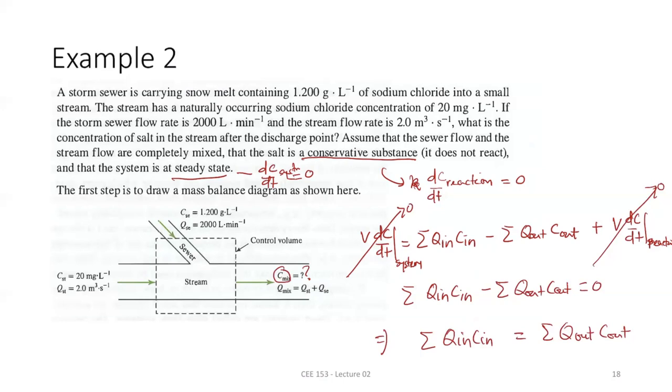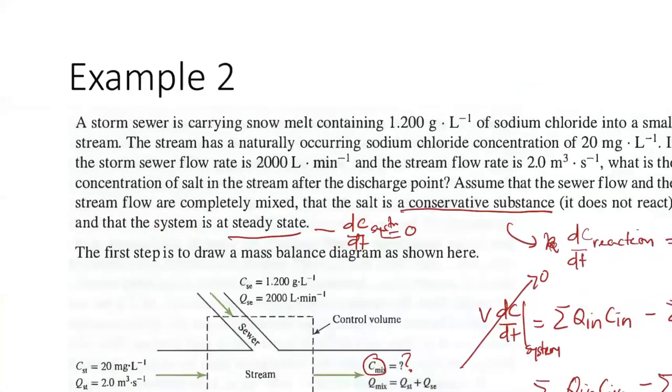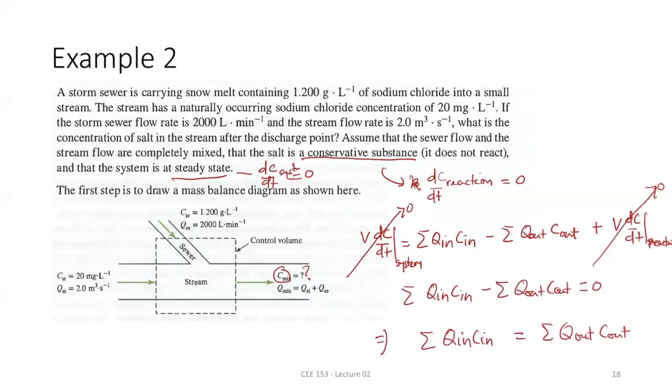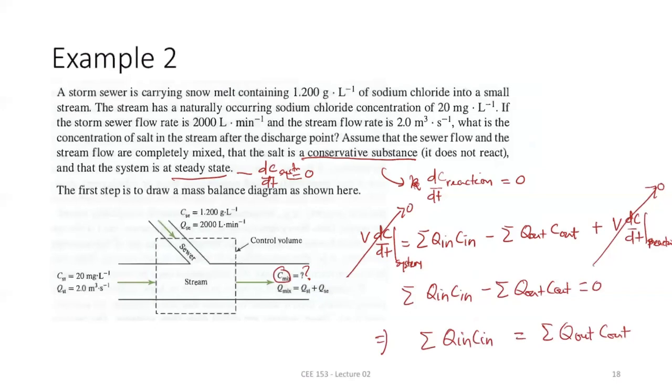So let's solve this one. As I said, let's write everything. For C in, there are a couple of things. So the sewer, C sewer and Q sewer. I'm going to write C sewer, Q sewer. These numbers we have to know. And then also the stream influent: C stream, that's upstream, and Q stream. Those numbers. So let's write those numbers.